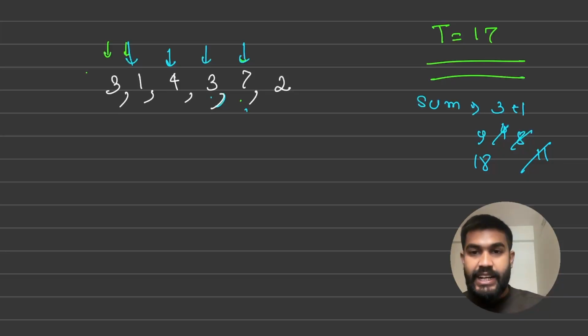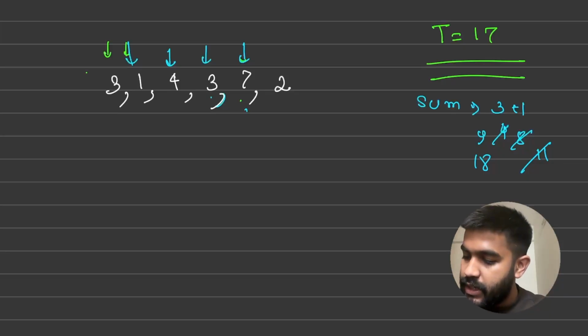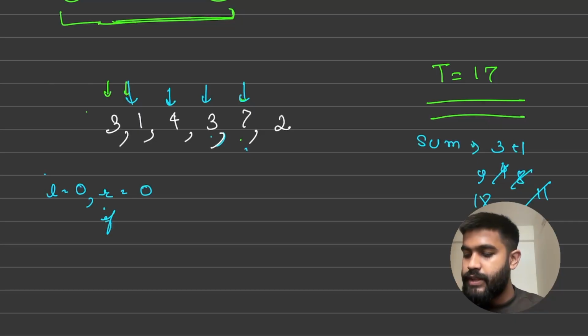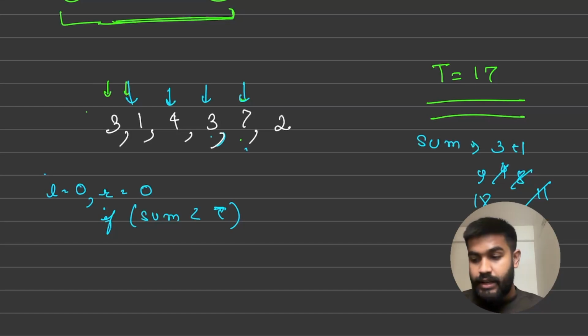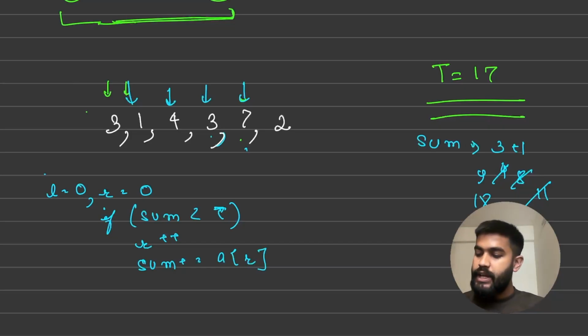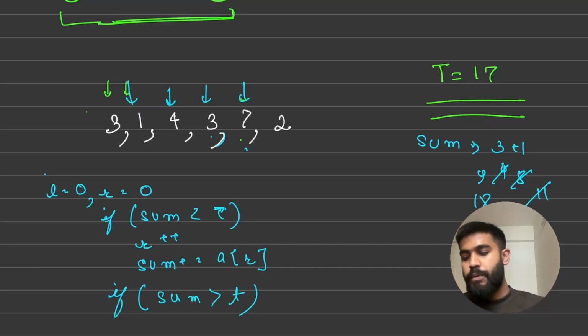Now when it gets greater than 17, what we would do is, initially we would have left equals 0 and r equals 0. If the sum is less than the target element, the right would keep incrementing and sum plus equals a of right. We would keep doing that. If the sum becomes more than the target element, we would drop off some elements and move forward. And here we would decrement the sum by a of L.